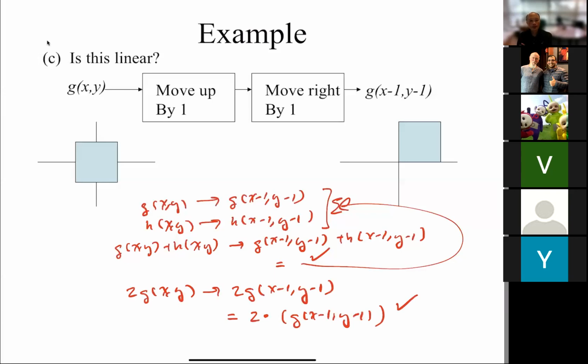In this case, that's good because we do a lot of translation and shifting things around in image space. It's nice that it satisfies linearity, because if it didn't, that would be an issue. Okay, any questions on that?